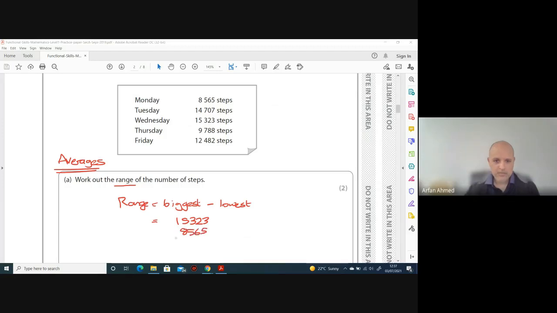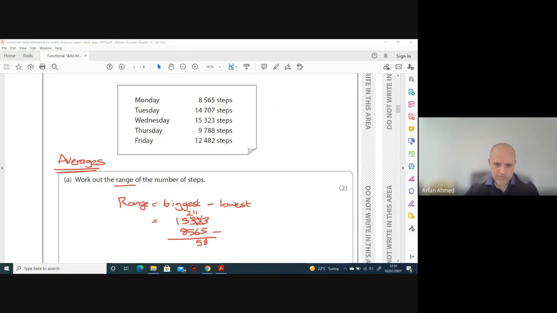And without the calculator, you're gonna have to do it this way. There's no other way. So start from the right hand side. 3 take away 5 you can't do. You're gonna have to borrow. Let's borrow from that. That makes it 13. 13 take away 5 is 8. 1 take away 6 you can't do, so you're gonna have to borrow, and that becomes 11. 11 take away 6 is 5.